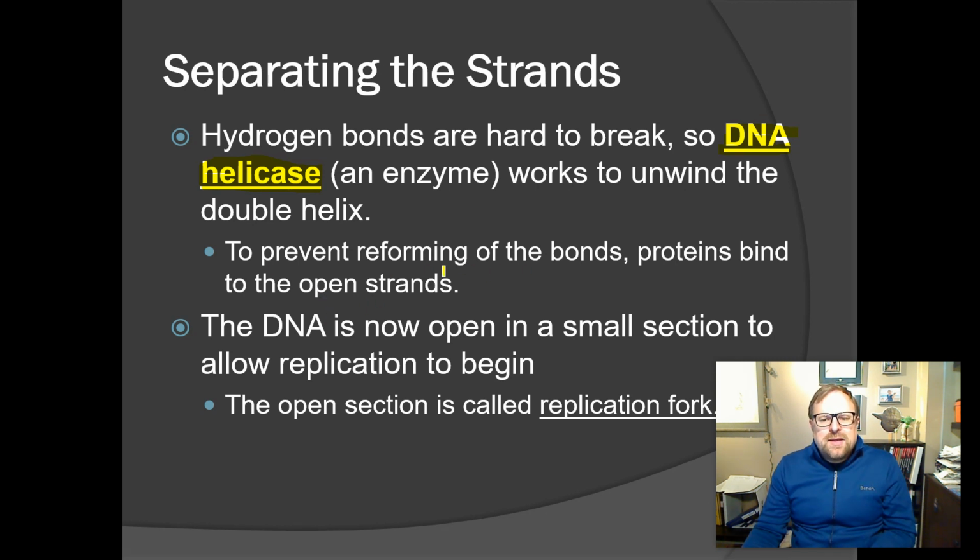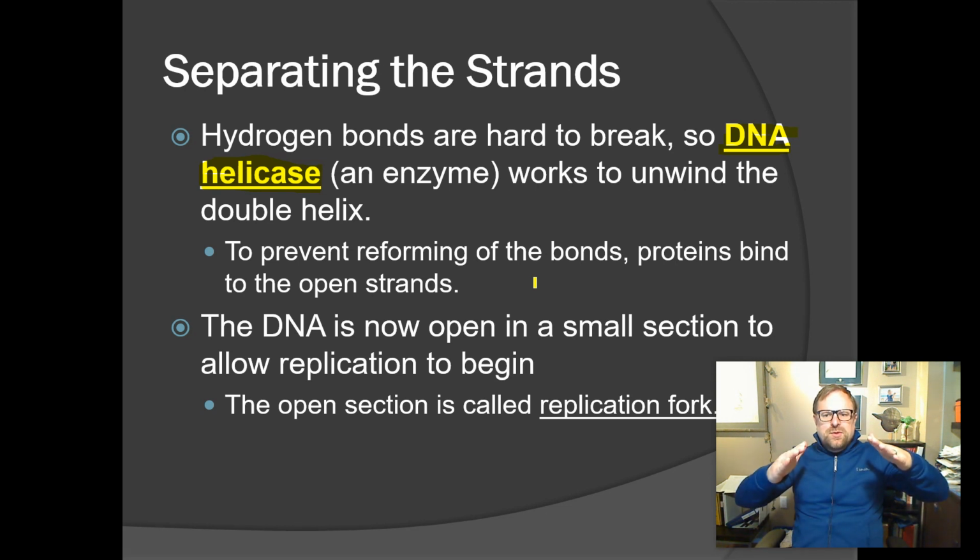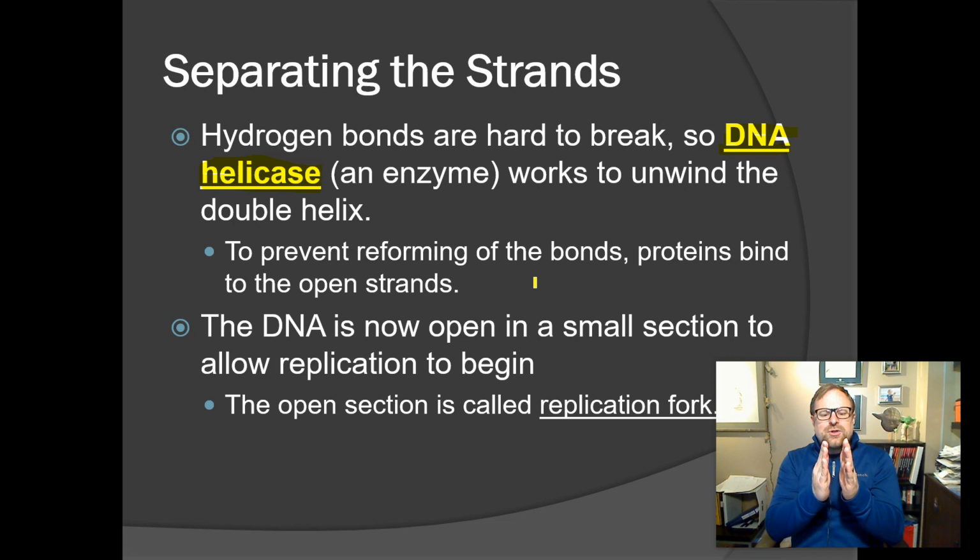What happens then is, to prevent the reforming of the bonds, because that little enzyme is going to run up the DNA strand and unwrap and unzip it, those hydrogen bonds are going to want to come back together and reattach. So instead, some proteins will come in and bind in certain spots to prevent that helix from coming back together. So our DNA helicase has now unzipped a small section of the DNA to allow replication to begin.